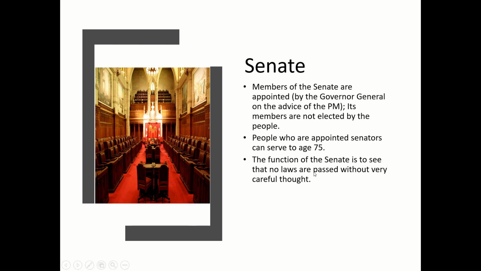It's to see that no laws are passed without very careful thought. So basically, the Senate's job is to inspect bills after they've been passed in the House of Commons and make suggestions to laws to improve them or make them more fair. An example of this was a couple years ago when they passed the legalized marijuana in Canada.